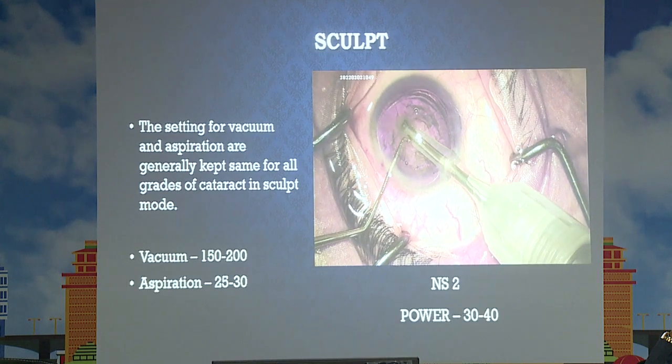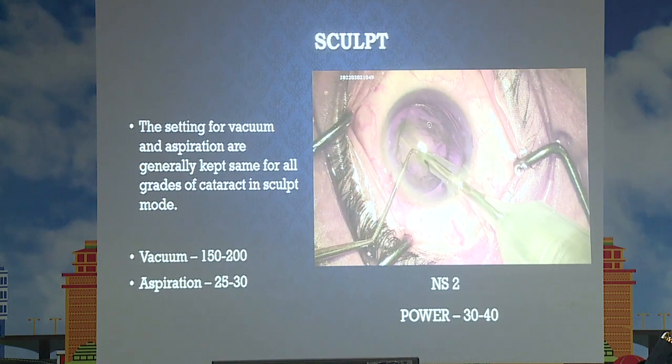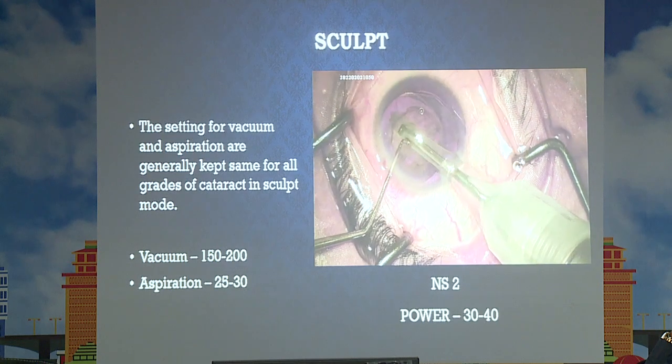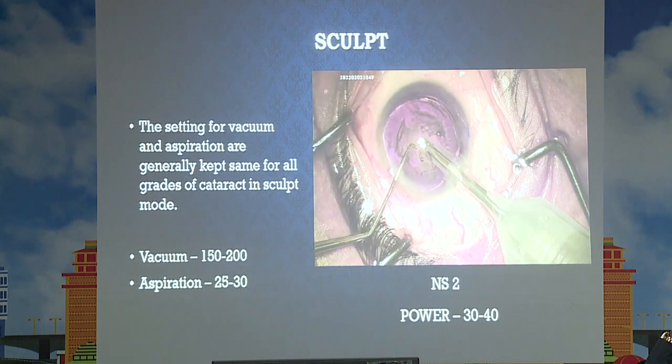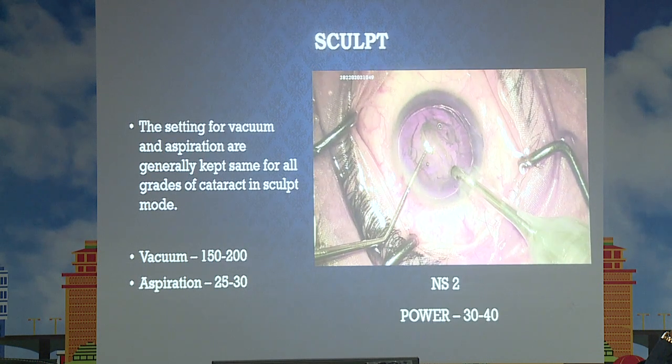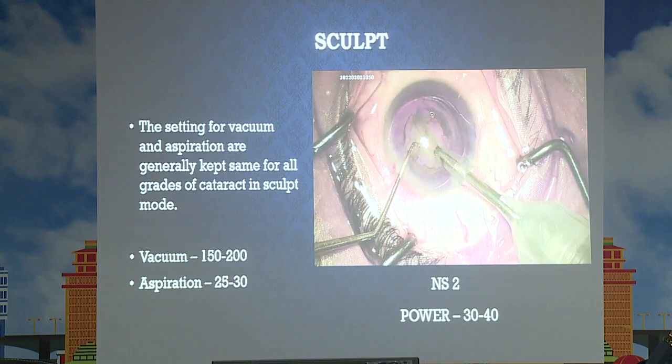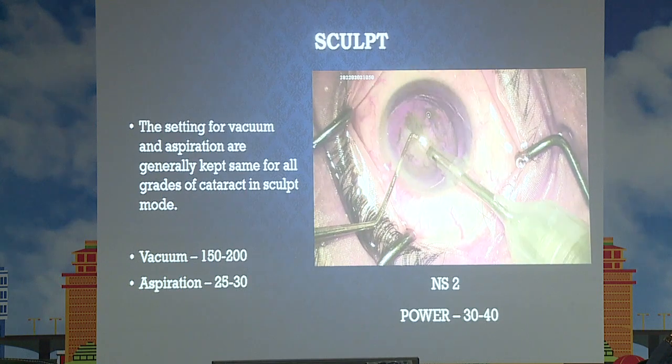Coming to next, sculpt. These settings for vacuum and aspiration are generally kept the same for all the grades of cataract in sculpt mode. Vacuum is 150, 200 or even lesser. Sometimes up to 100 is sufficient. The aspiration of 25 is sufficient, while the power changes as per the grade of cataract.